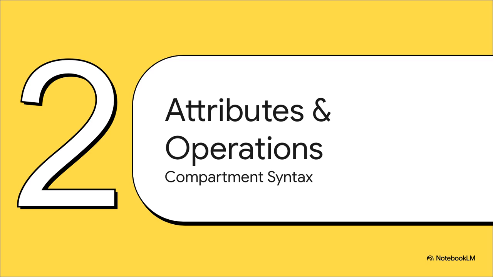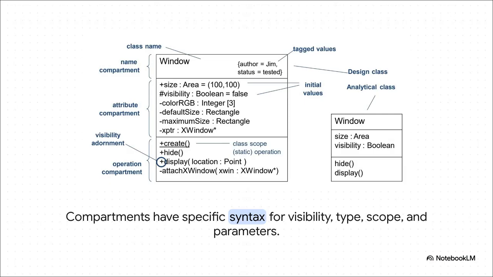All right, so let's zoom in a bit on those middle and bottom compartments. We're going to break down the specific syntax used for attributes and operations, because there's a lot of important detail packed in there. Okay, this diagram lays out the full syntax for us. Let's walk through it. For an attribute, you can see the format is visibility, then the name, its type, and sometimes an optional initial value. For an operation, it's pretty similar. Visibility, the name, a list of any parameters it takes in parentheses, and finally, its return type.